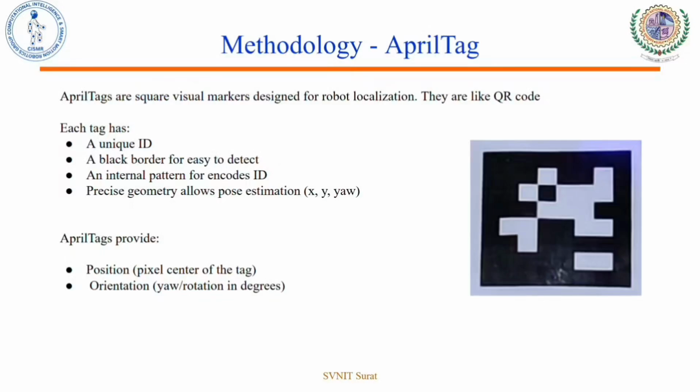So now I'll be talking about methodology. Before that, I would like to explain about the AprilTag. AprilTags are visual markers. Basically, they are like QR codes. They have a unique ID and precise X, Y, and yaw. So they can be used for position and orientation detection.